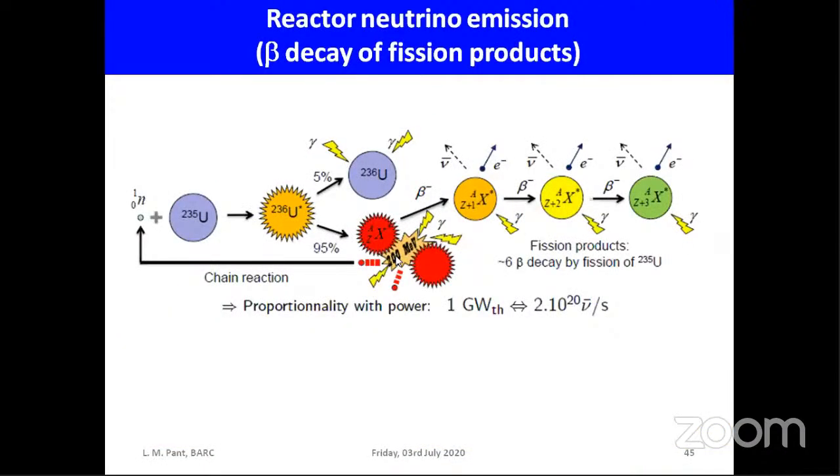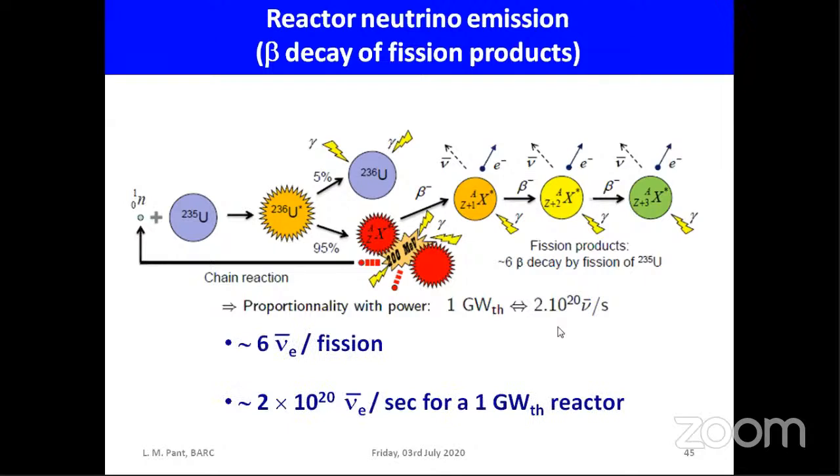It's a thermal neutron induced fission of uranium-235, and through a sequence of beta emissions, about 6 beta particles are emitted per fission of uranium-235. So it has a proportionality with the power. If we have a 1 gigawatt thermal reactor, it produces about 2 × 10^20 anti-neutrinos per second. So 6 anti-neutrinos per fission, and about 2 × 10^20 anti-neutrinos per second from a 1 gigawatt reactor. What does it mean?